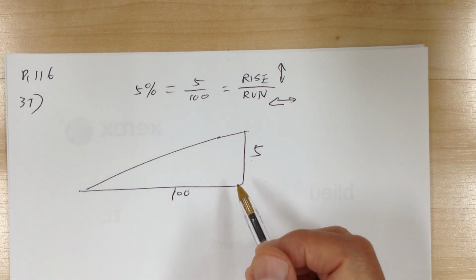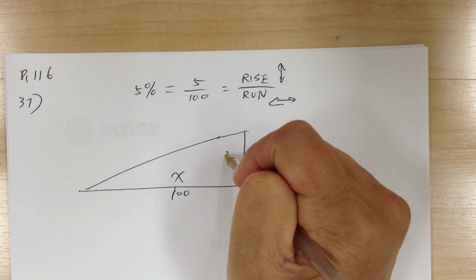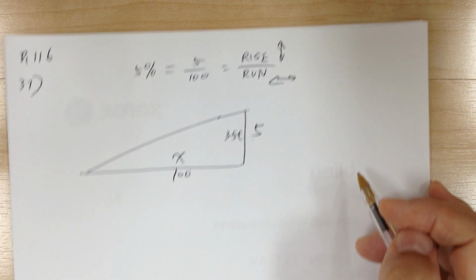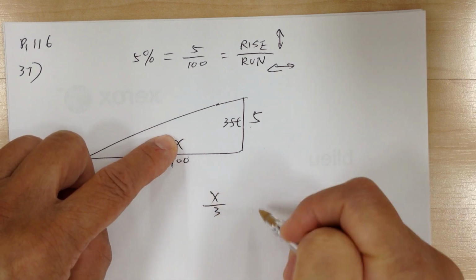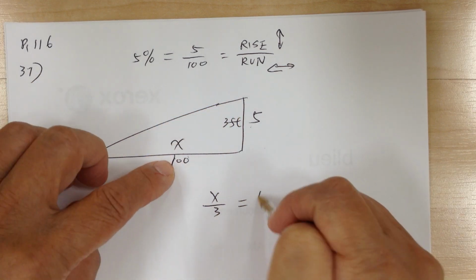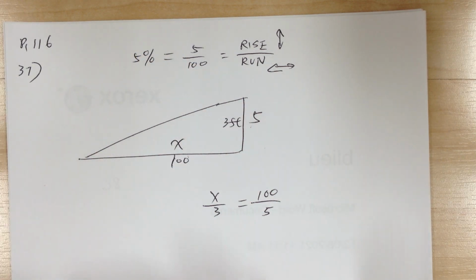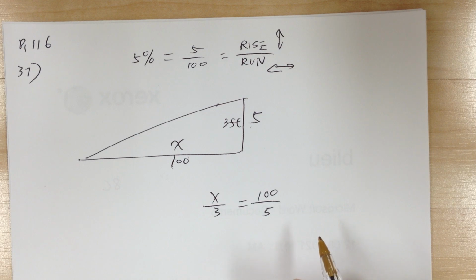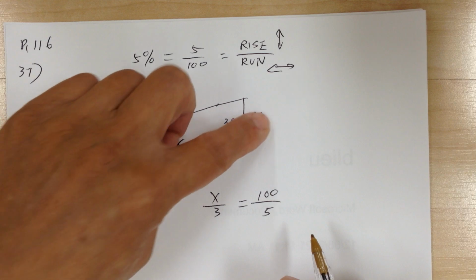Now, the entrance to the building is 3 feet above the ground level. How long will the base of the ramp be? So this would be x, and this is 3 feet. You have to use a ratio: x over 3 will equal 100 over 5. When you write a ratio, you can write it any way you want as long as you match things up. So you have horizontal over vertical equal to horizontal over vertical.